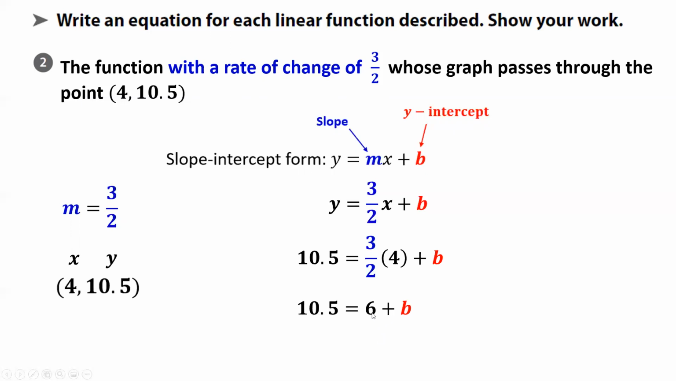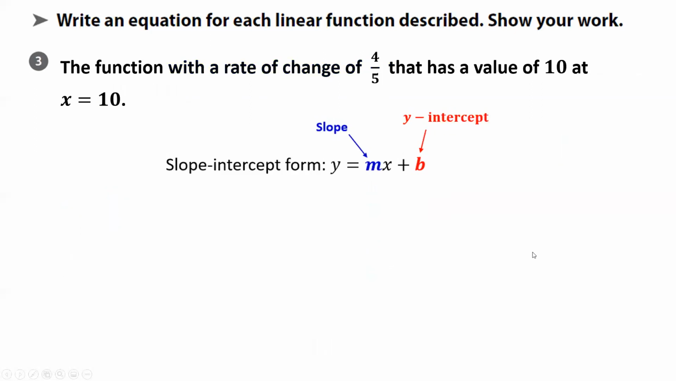And now to get this b by itself, I need to get rid of the positive 6. The opposite of positive 6 is subtract 6 on both sides. And 10.5 take away 6 gives me 4.5. So my slope is 3 over 2. My y-intercept is 4.5. I put it all together. I get my final answer of y equals 3/2 x plus 4.5.